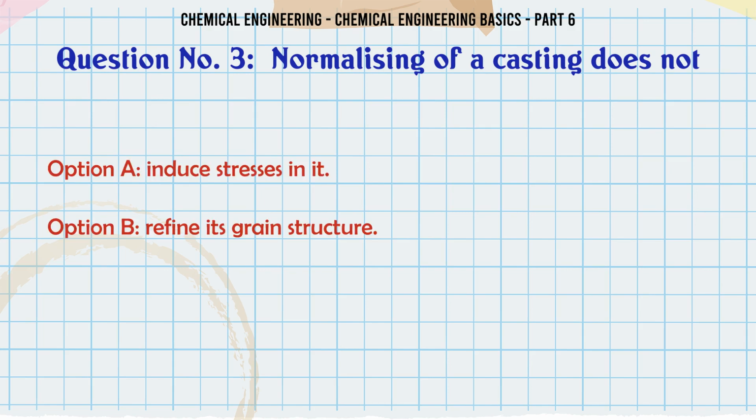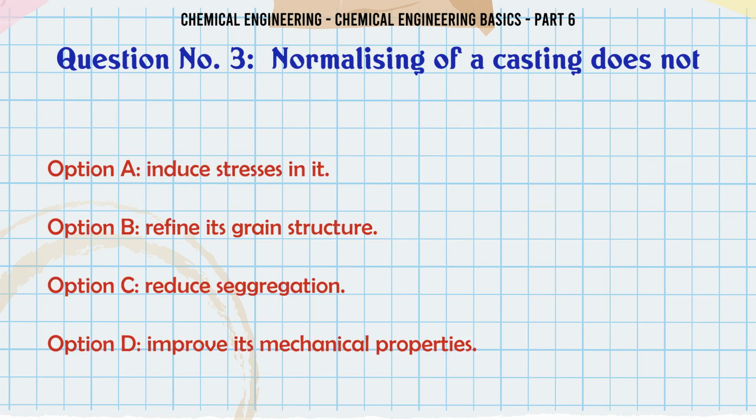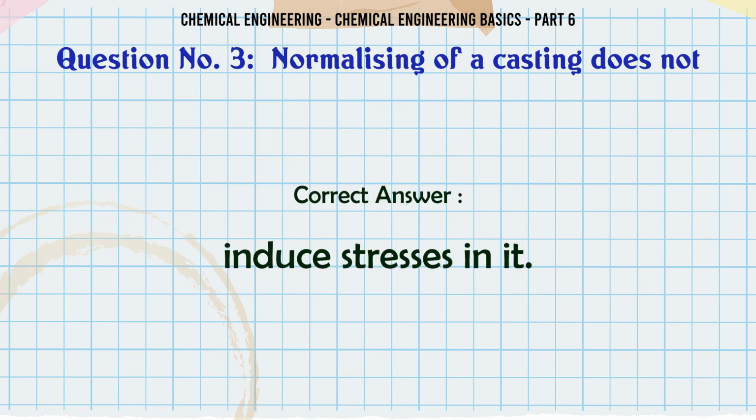The correct answer is... Normalizing of a casting does not: A. Induce stresses in it. B. Refine its grain structure. C. Reduce segregation. D. Improve its mechanical properties. The correct answer is induce stresses in it.